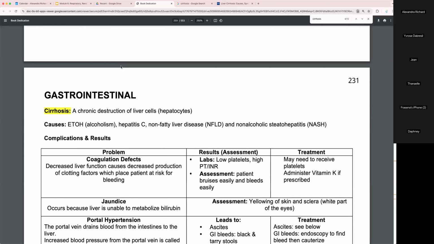So the liver has over 600 functions. 600 functions. You cannot live without your liver. Okay, your liver makes your clotting factor so that you don't bleed to death. Your liver makes bile so that you can digest fats. Your liver stores glycogen so that you have an energy reserve, okay?